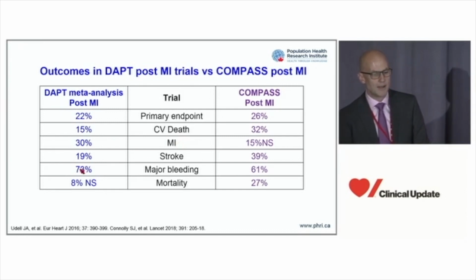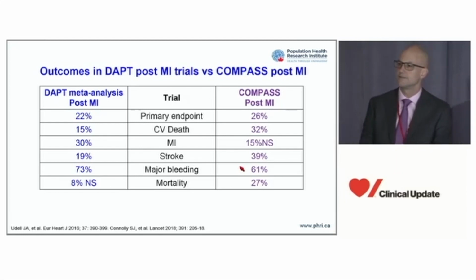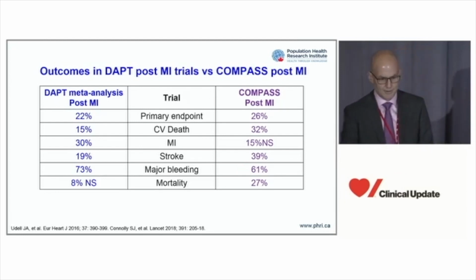For MI, clearly DAPT is more effective than the dual pathway therapy, about double the treatment effect. Whereas for stroke, this is reversed, 39% versus 19%. Major bleeding, it's pretty much a wash. They're about the same. But here's where the contrasts really become evident.